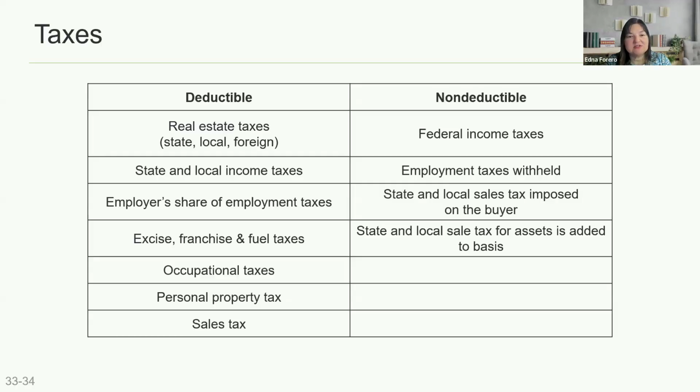Some of the non-deductible ones, of course: we can't deduct federal income tax. We cannot expense or deduct employment taxes that are withheld, excuse me. State or local taxes that are imposed on the buyer, where the buyer has to pay a portion, are not deductible. And then any state and local taxes that are added to the basis for the assets, right?